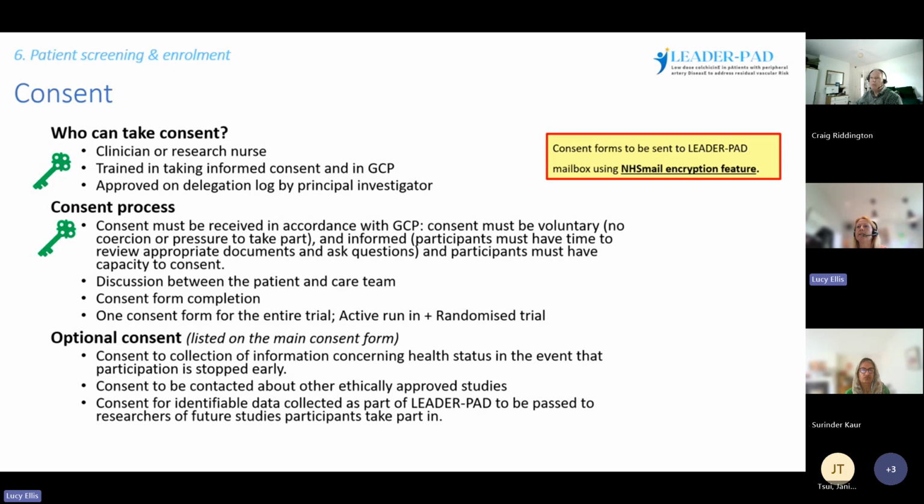And yeah, obviously for all consented patients, you do need to send a letter to the GP informing them that they are in the trial.